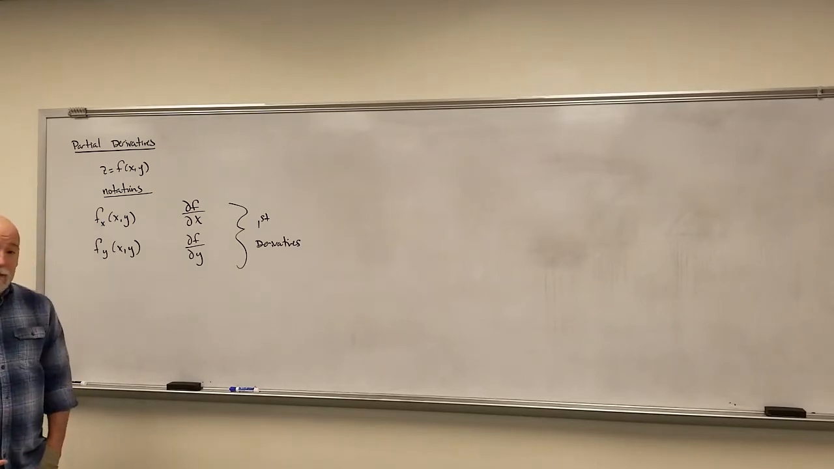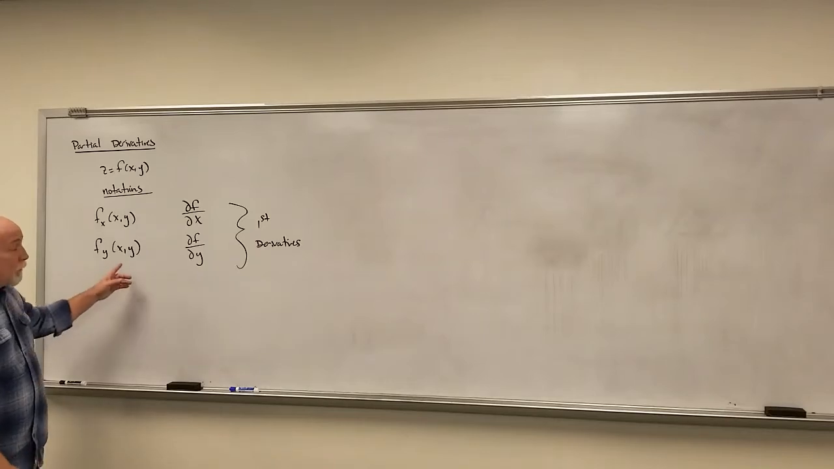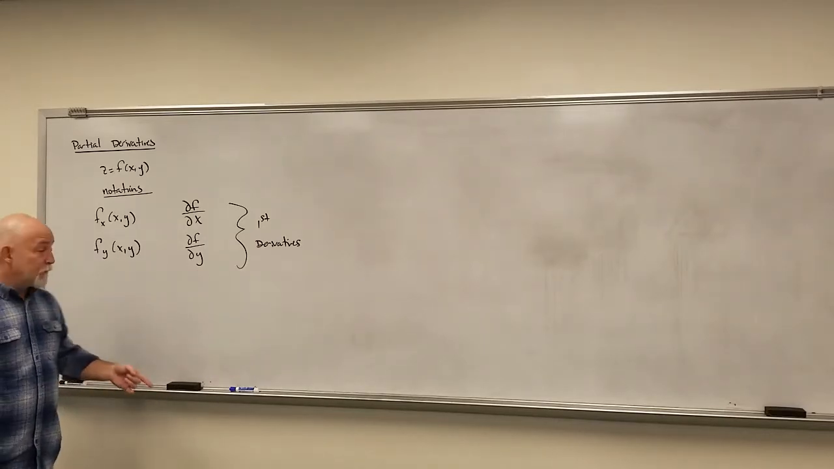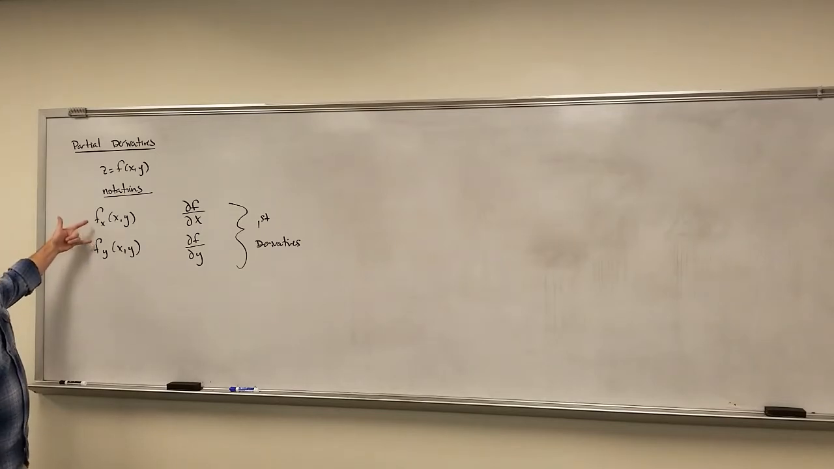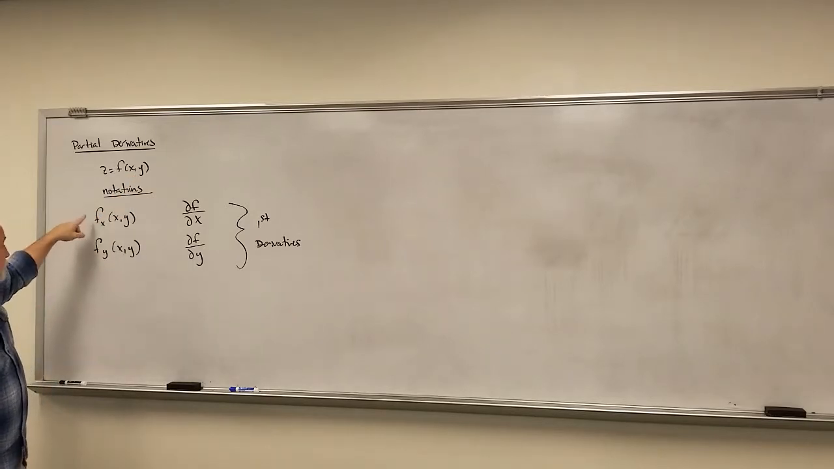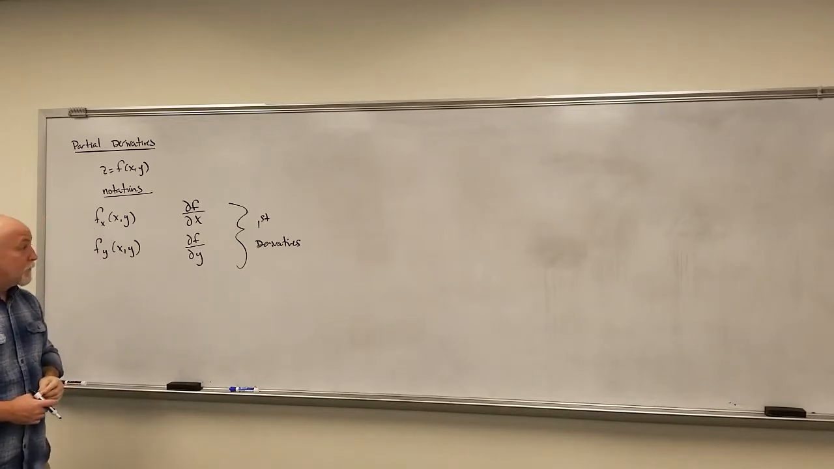Okay, now the problem is, what happens when we get to our second derivatives? How many second derivatives are there? Well, there's actually a lot, because remember how we find the second derivative, we take the derivative of the first derivative. Well, we have two first derivatives, so we're going to have to take the derivative of both of these guys. And since we have two independent variables, we're going to have to take the derivative of both of these with respect to both of the variables. So that gives us four second derivatives.